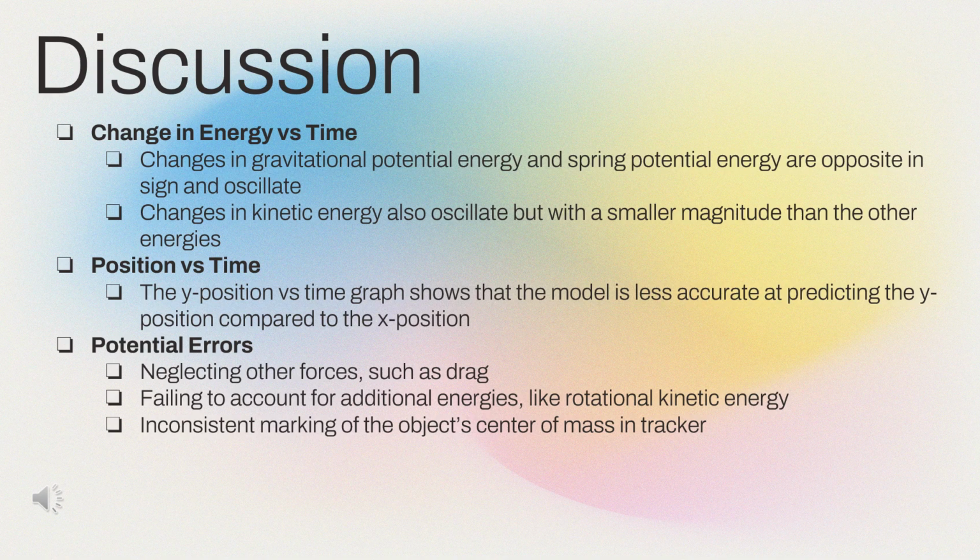For position versus time, the Y position versus time graph shows that the model is less accurate at predicting the Y position compared to the X position, and potential errors would be neglecting other forces such as drag, failing to account for additional energies like rotational kinetic energy, and inconsistent marking of the object's center of mass using the Tracker.